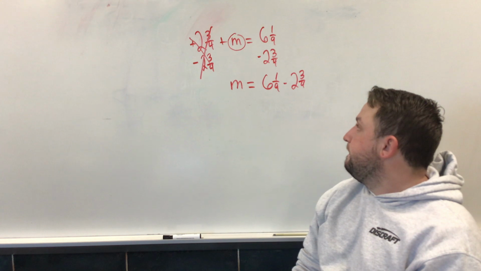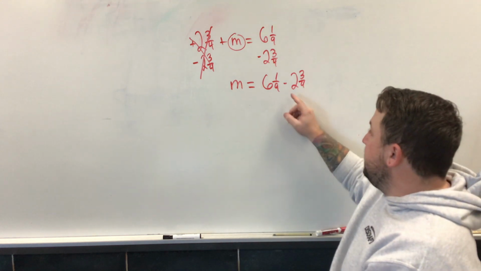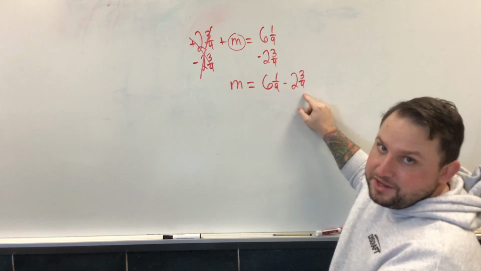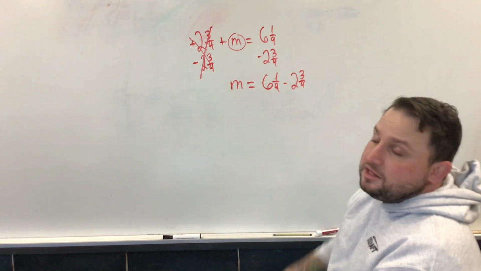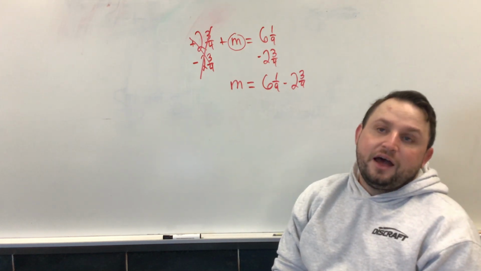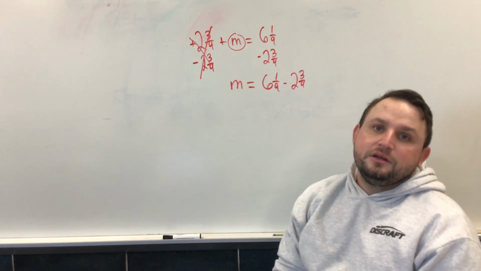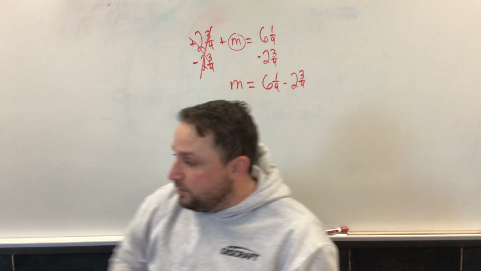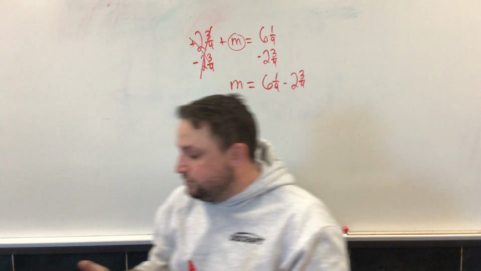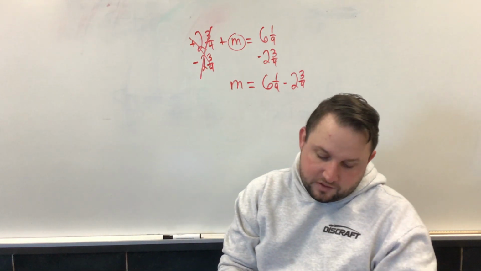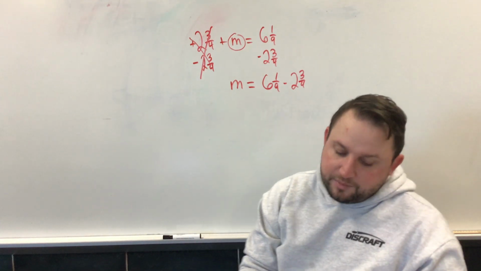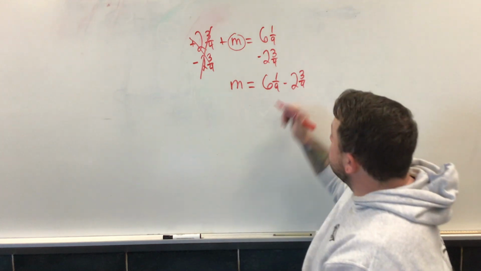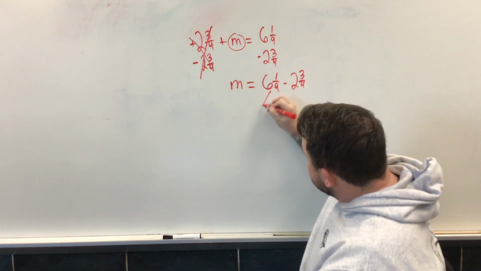Oof. You should know, by the way, that with 1/9, you cannot take 3/4 away from it because they do not have the same denominators. You can only add and subtract with different denominators, okay?